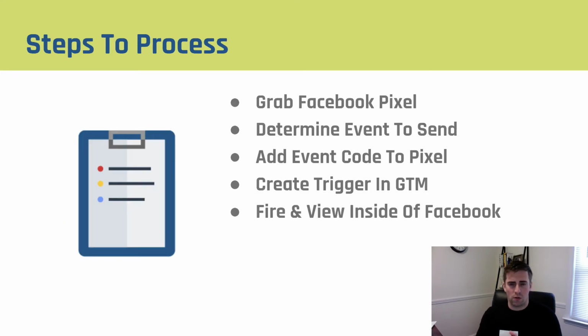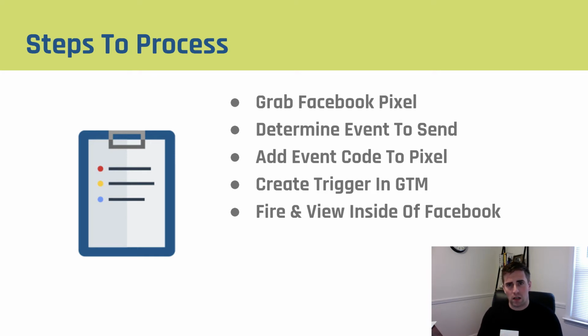So the process to do this: you're going to grab your Facebook pixel, determine the event that you want to send, and then add your event code to your pixel. I'll show you how to do that here in just a second. Finally, you're going to create a trigger inside of Google Tag Manager. So let's say it's a page view. You want it to only fire on that specific page. If you send an event from all of your pages, you're not going to get any useful data, because the events are built to be very specific things. So someone landing on a purchase page and pulling in the product information, or someone landing on a specific thank you page, that's when you want to send events.